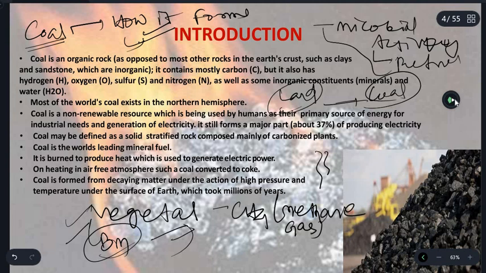कोई बता सकता है कोल का डिस्ट्रीब्यूशन इंडिया पे कहाँ है? Anyone? Sir, distribution of coal in Jharkhand, Odisha, Chhattisgarh, MP, Maharashtra, Telangana. Okay. There are a lot of places in India where you can find the coal. Am I right or wrong?